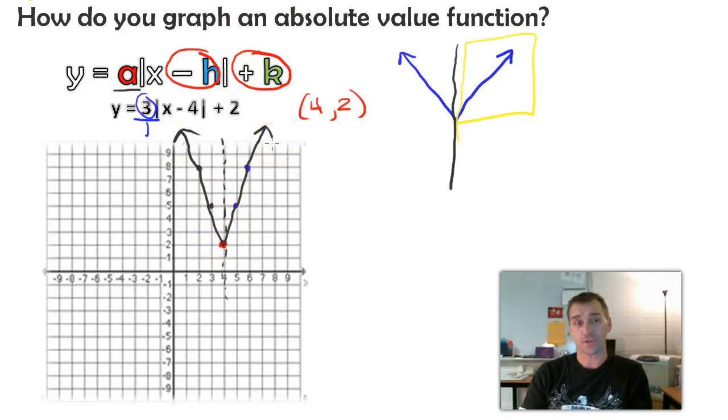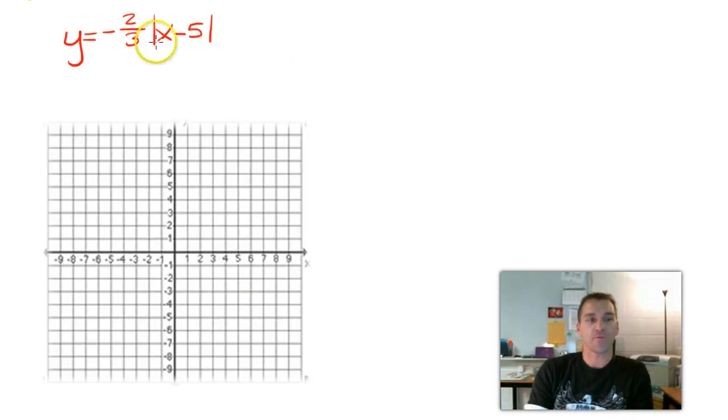So there it is. That's one very quick example, but that's how it works. Let me give you another one. Here's this. First thing I would do is find my vertex. That's going to be the opposite of this, so it's going to be a positive 5, and then whatever the k value is. I don't see a k value. Oh, that's right, it means it's 0. So at 5, 0, I'm going to put my dot for my vertex.